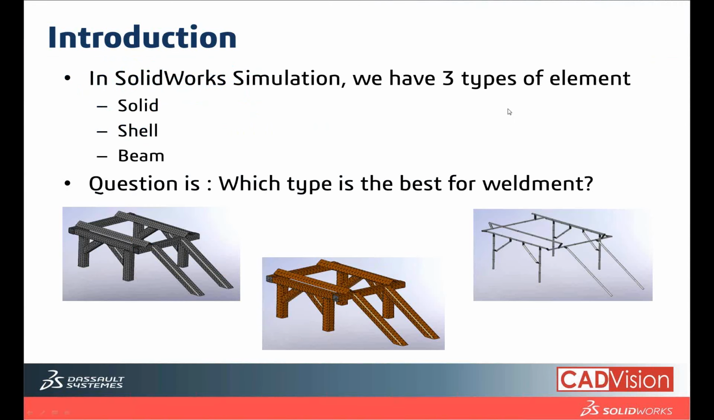So a little bit of introduction here. In SolidWorks Simulation, we have 3 types of elements. If you have experience with SolidWorks Simulation before, you will know this. The first type is the solid elements, the second is the shell elements, and the third one is the beam elements. The question here is: which type of element is best to use for weldment frame analysis?